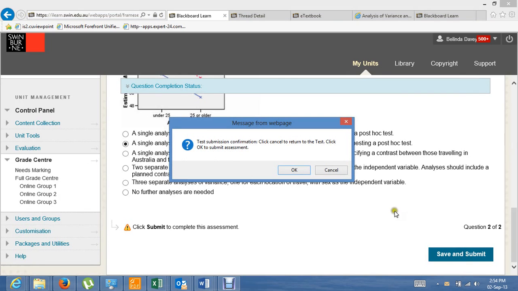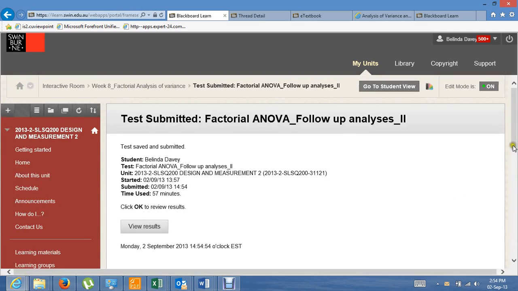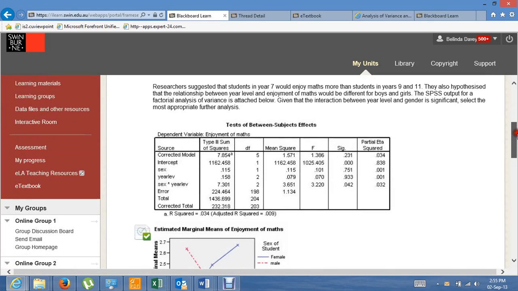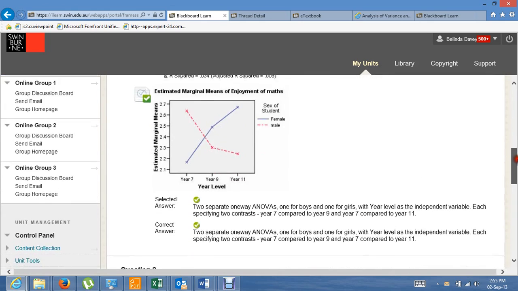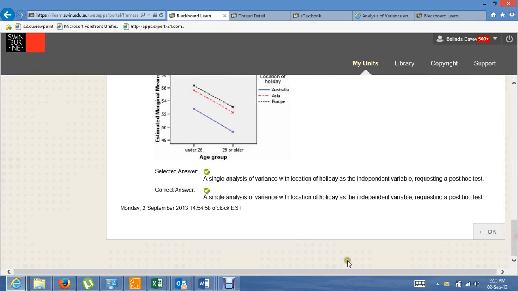Okay, so let's save and submit. We'll see how we went. Scroll down and see we got the first one correct. We got the second one correct as well.